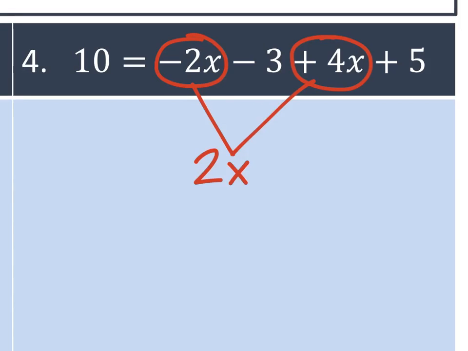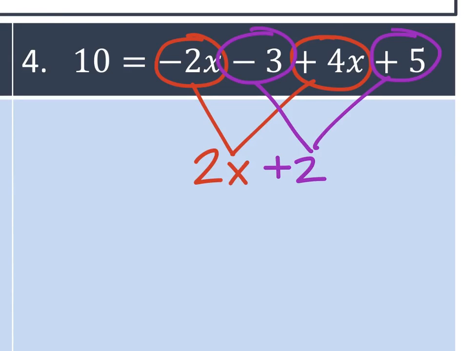But in addition to these, we got this negative 3 here and this positive 5 right there. Those are constants, so I should be able to combine these also. Negative 3 combined with 5 would give us positive 2. And remember, we're showing that positive as a plus sign between the 2x and the 2, just to show that they are different terms, and they're not like terms, so we cannot combine those, right? The 10, we're just going to drop that. So we had started with 5 terms, but we've simplified it into 3 terms. So I got 10 equals 2x plus 2.